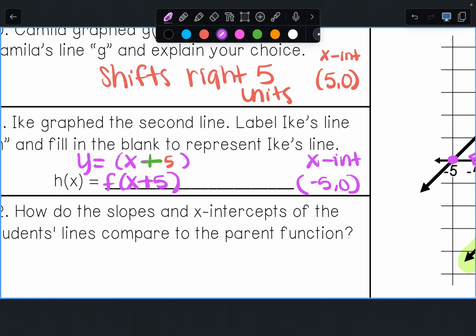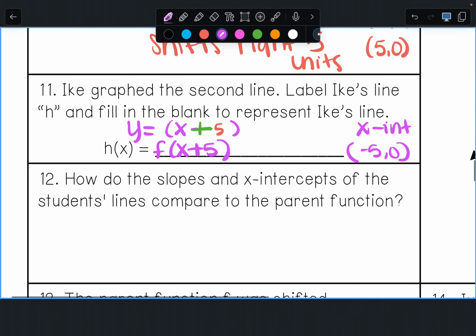Okay? Please don't ask me why they chose to write it the way they did. That's just how it's done.